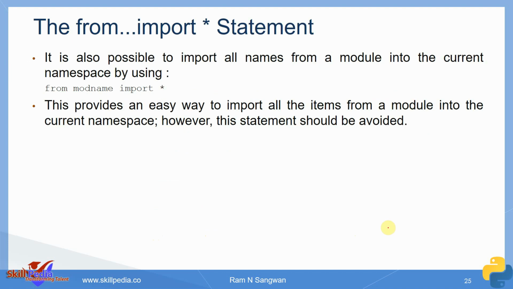From import statement with star. Star means all functions, import all functions. It is also possible to import all the names from a module into the current namespace by using from module name import star. This provides an easy way to import all the items from a module into the current namespace. However, this statement should be avoided.